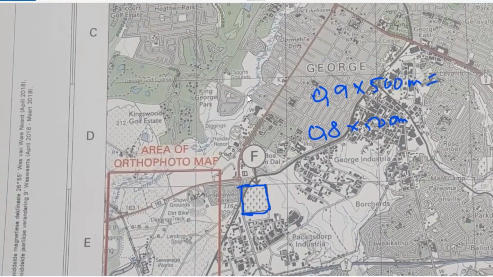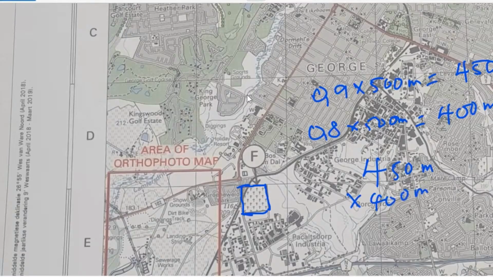Then 0.9 times 500 gives you 450 meters. Then 0.8 times 500 is supposed to give you 400 meters. So these are the measurements of the symmetry, 450 and 400 in real. So you come here to get your area is 450 meters times 400 meters. And doing those calculations, you get 180,000 square meters. Done. Right, that is how you calculate.